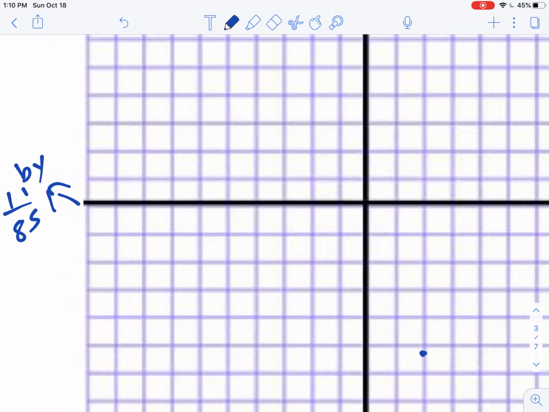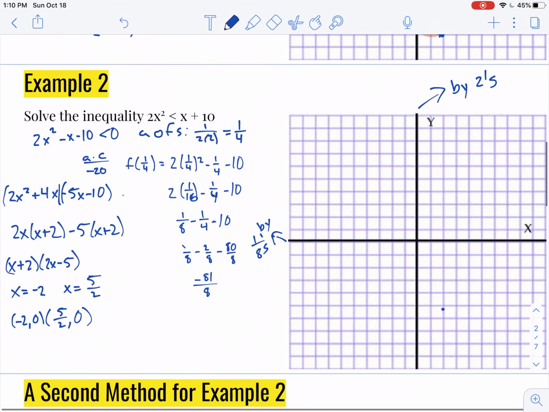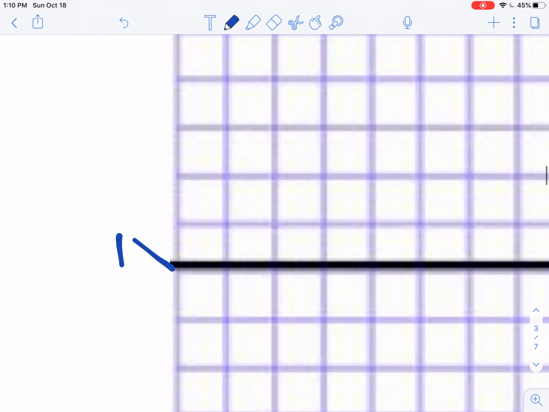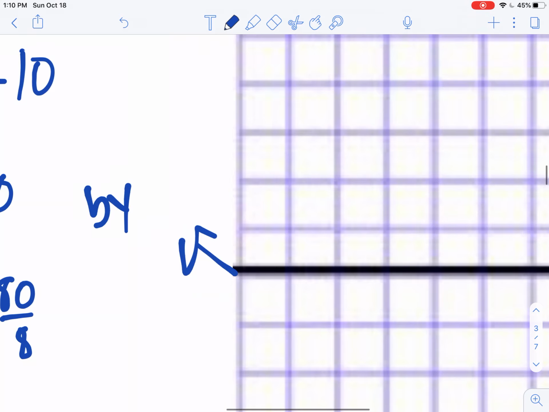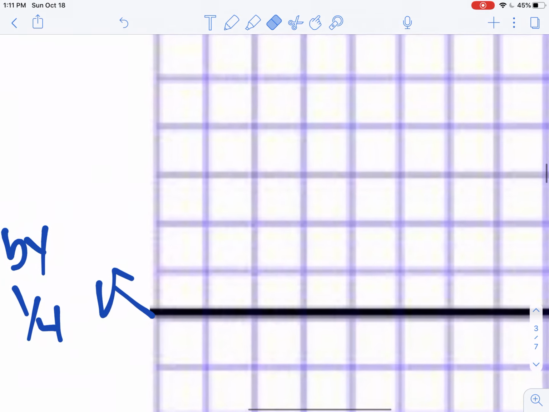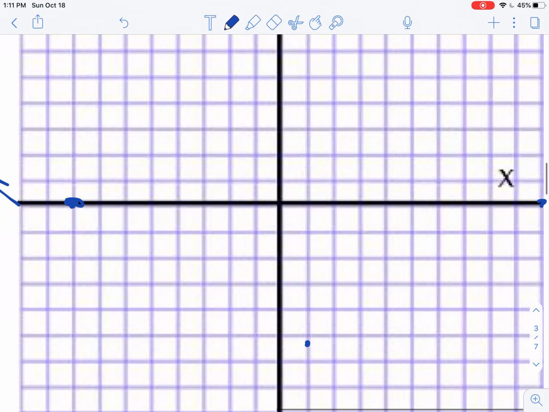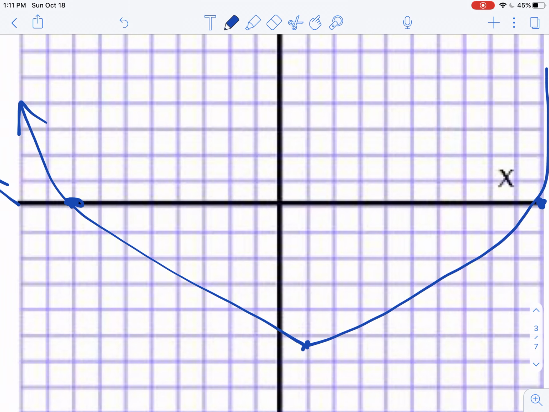Negative 2 would fall, and let's actually not count my x's by 1/8 because that's not going to fit. I should have found my x-intercepts first. That's okay. I'll count my x by 1/4. So in that case, I should move my vertex over to there for my 1/4, but negative 2 will fall right here. This is negative 2 by a 1/4 scaling. This is 5/2 by a 1/4 scaling. And I'll go ahead and draw my parabola through these points.